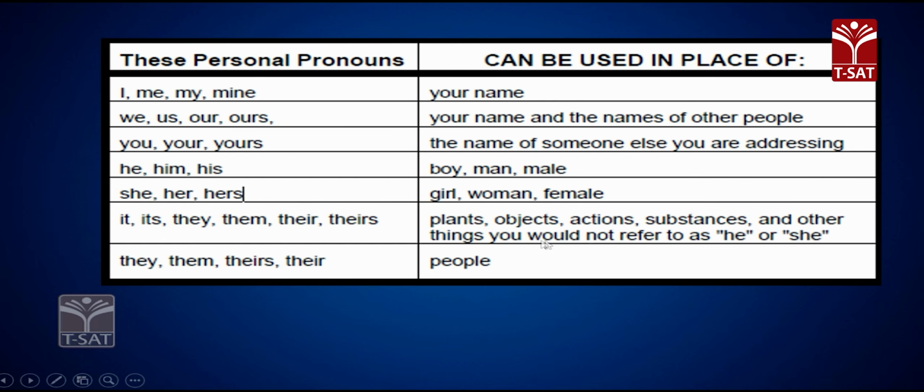Next one, third person, when we refer generally to objects, things, plants, actions, substances, and other things we would not refer to as he or she: it, its, they, them, theirs, etc. These personal pronouns are used instead of these nouns. People: they, them, theirs, their. So these are some of the personal pronouns you can list out.